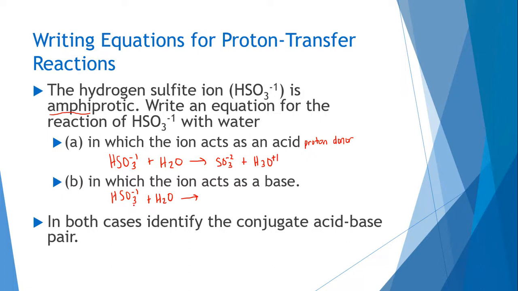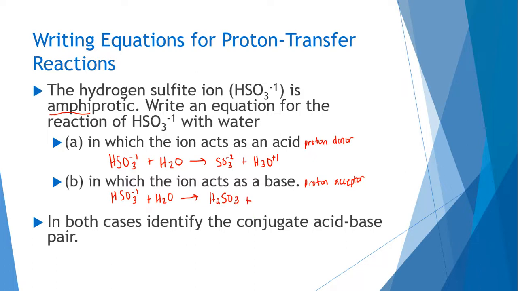Now, what happens if this same ion acts as a base? Well, let's review what a base is. A base is going to be a proton acceptor, which means it's going to take the hydrogen. So here, if I'm looking at HSO3 -1, it's going to strip one of these hydrogens away from water. So instead of having 1 hydrogen, this compound's going to have 2. So H2SO3. Notice my charge over here is -1, but it gained a positive, so -1 plus 1. My charge is neutral, so nothing's written.